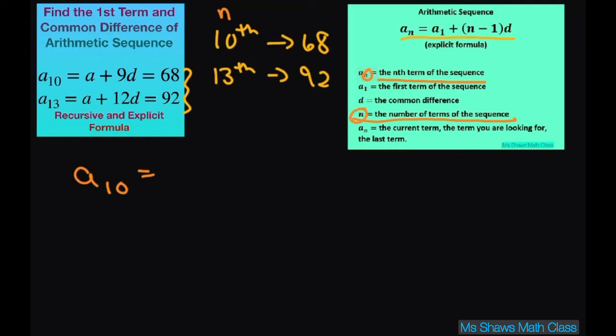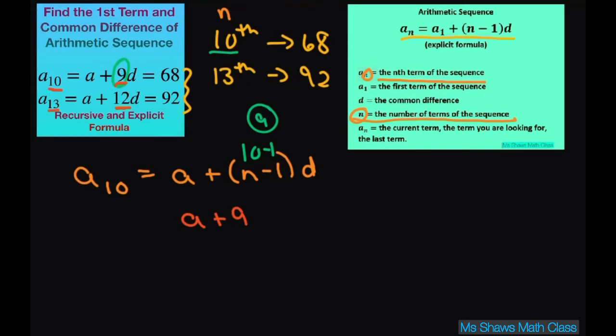All right, so that equals your first term plus n minus 1 times d. Well, our n is 10, so we have 10 minus 1. That gives me 9, and that's where the 9 comes from. It's always going to be 1 less than this number. I did the same thing with the second equation, and it's 1 less than 13. So we have our system. A plus 9D equals 68, and A plus 12D equals 92.